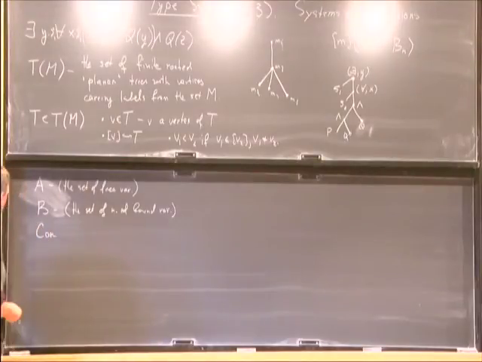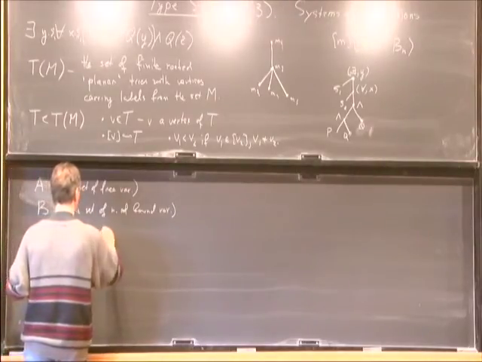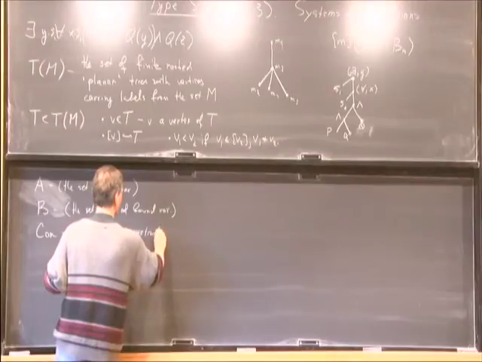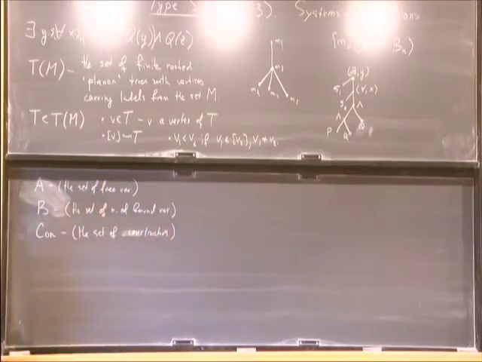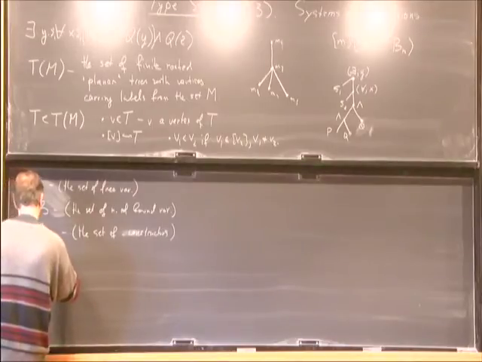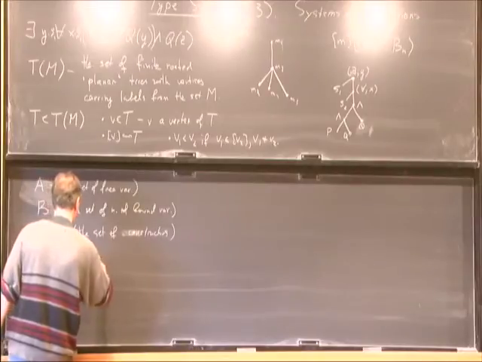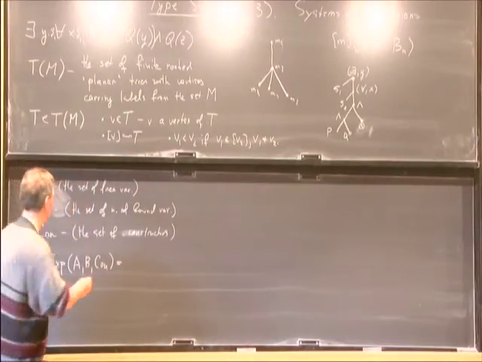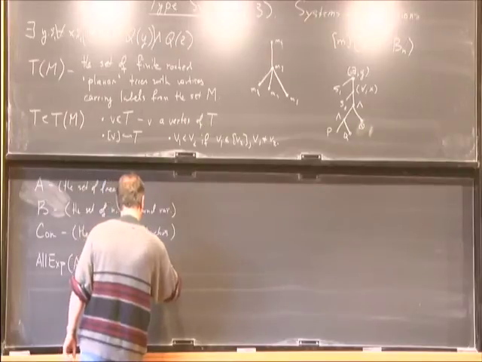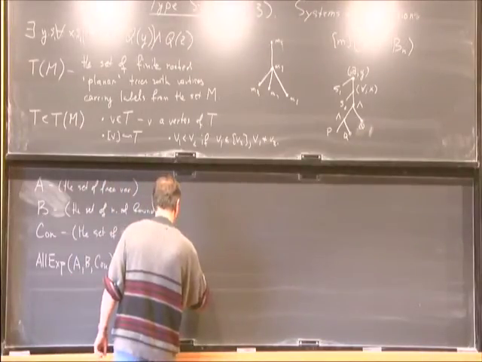And CON, which comes from the word constructor, which will be the set of constructors, of all kinds of special symbols, in other words. So for three things like that, I write all expressions A, B, CON to be the following gadget. It's T A, B, n greater or equal to 0.